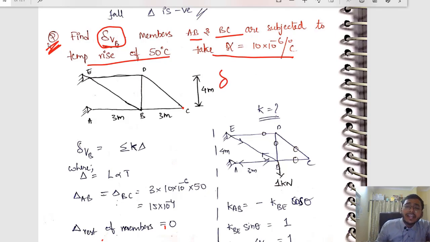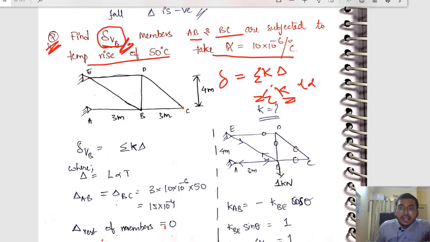So what is the formula for finding deflection? K into delta, where delta was PL by AE for load and L alpha T for temperature. So summation of K into delta. You have to find K due to the unit load, and you have to apply the unit load wherever you want to find deflection. Here we have to find deflection at joint B, so apply a unit load in the vertical direction at joint B. And for L alpha T, he has given everything. Length is 3 meters for AB and 3 meters for BC.